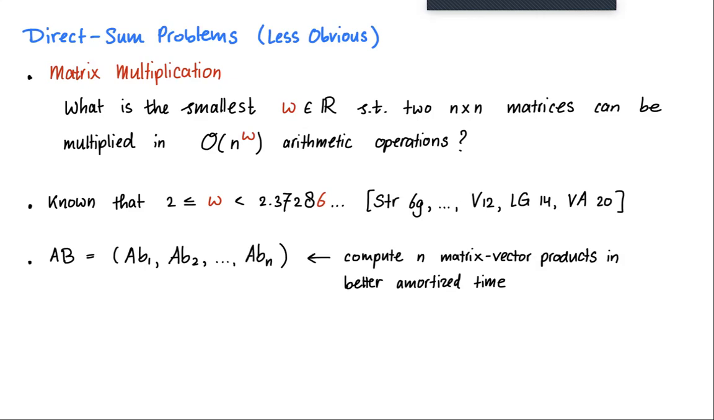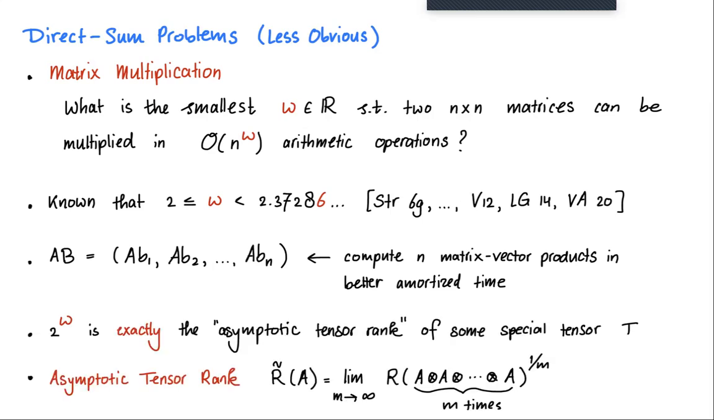And this can be seen as a direct sum problem in the following ways. If we multiply two matrices A and B, then we can think of this, of course, as computing n matrix vector products. And what we're trying to do here is to do this better in like an amortized time.